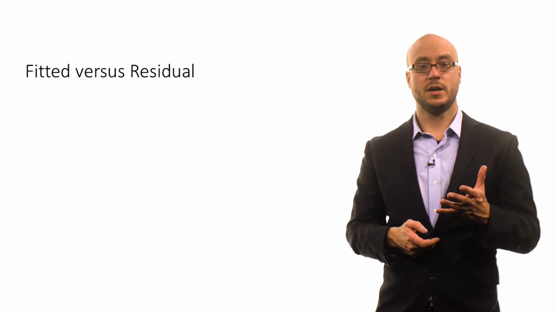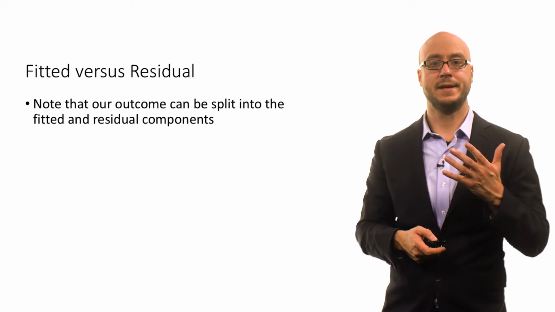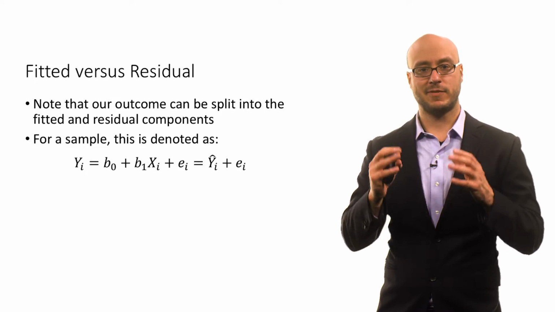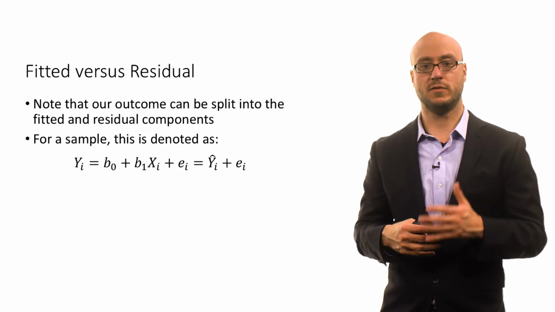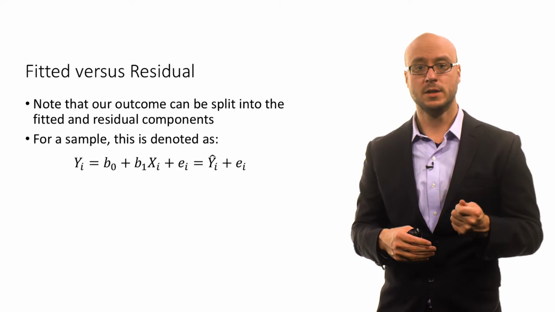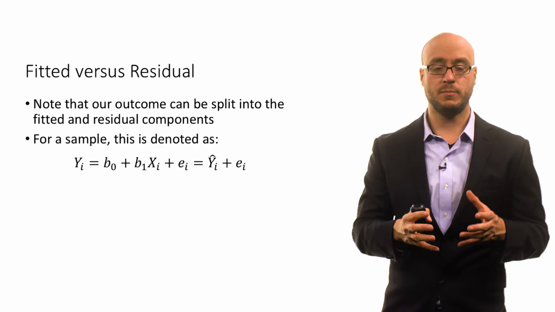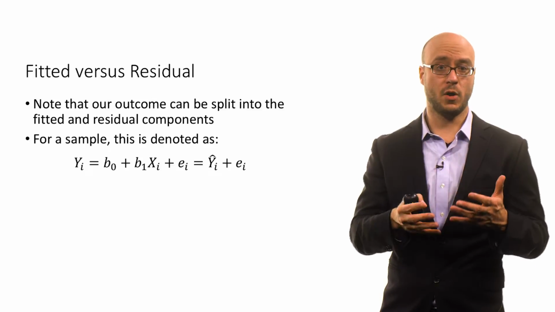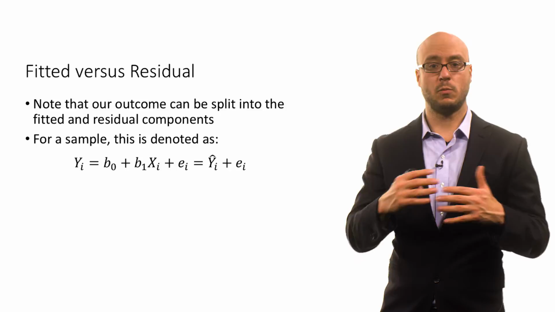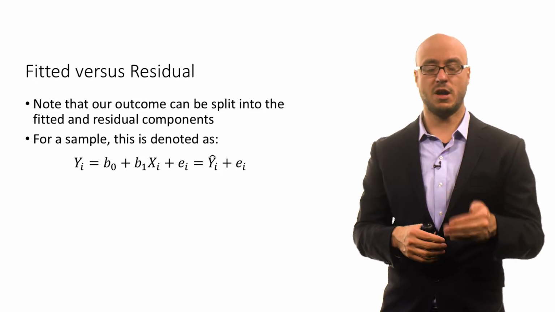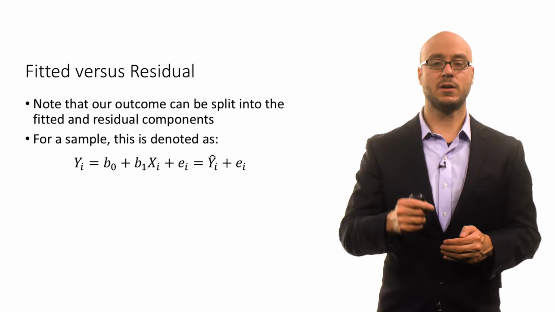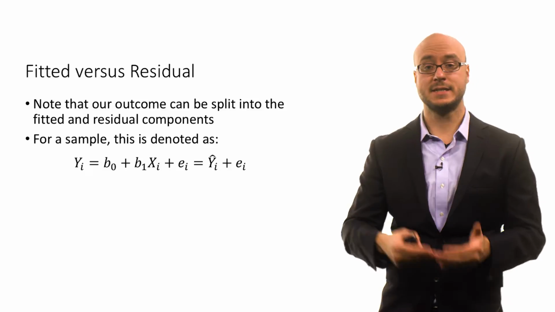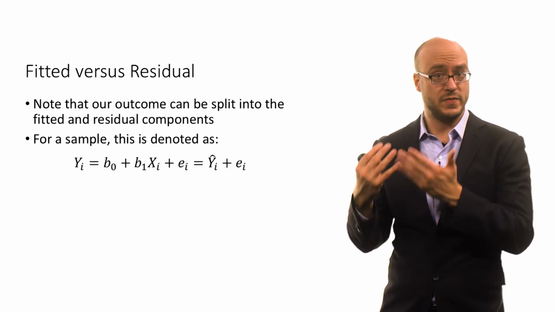So here you can see that we can talk about fitted versus residual components of our model. For a sample, we can think about our data in terms of our raw outcome, y. We can split it up into what we call a deterministic or fitted part and an error part. The error part is simply the residuals, and the fitted part is simply a function of the y hats. All we're saying is that for every single observation in our data set, each of those rows, the outcome can be viewed as a function of our fitted, predicted y hats, and that part which is not predicted by our line, the error or residual.